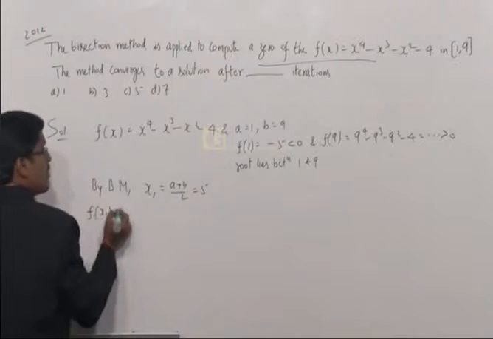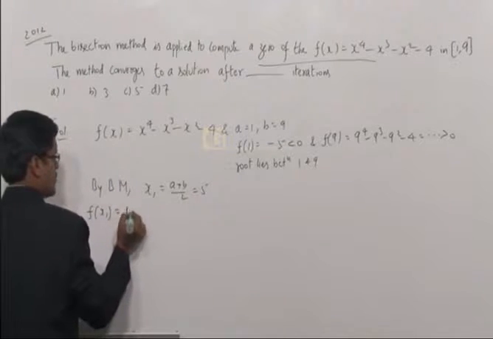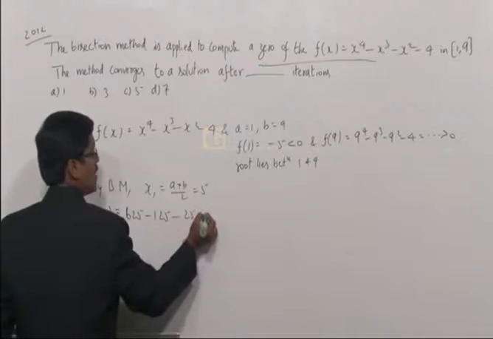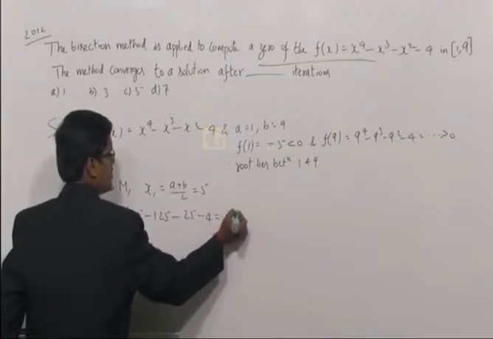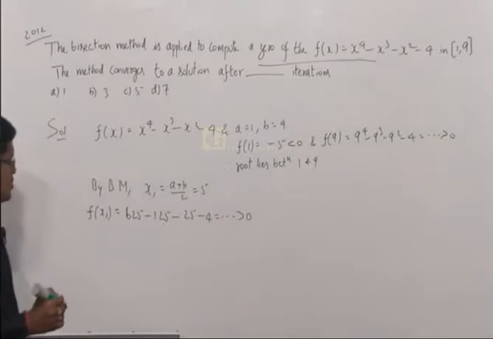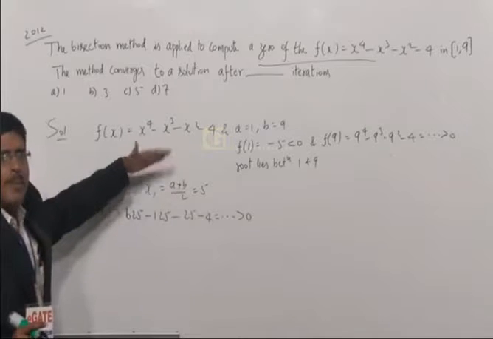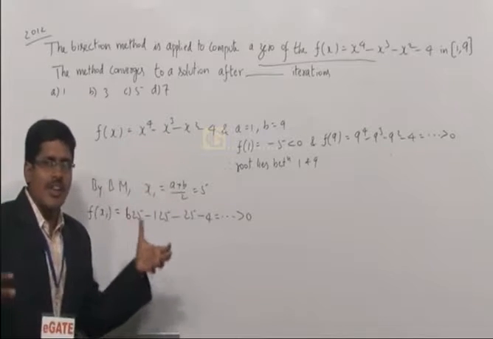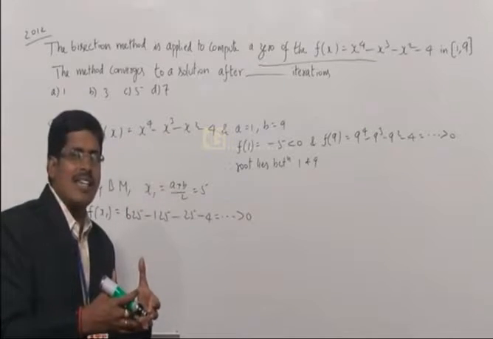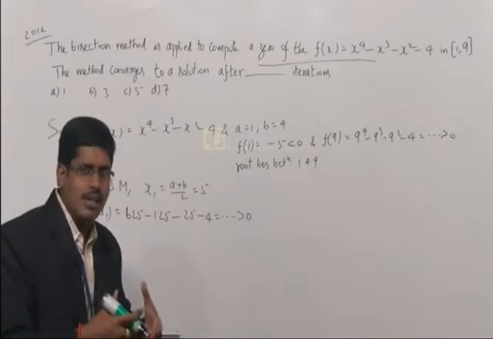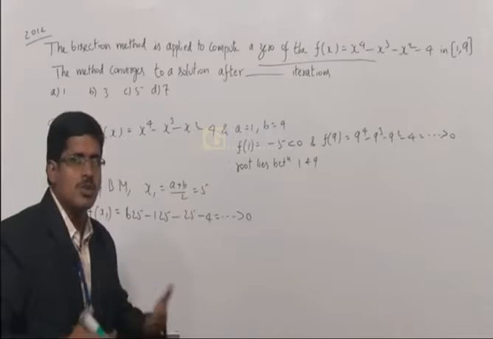F of x1. That means 5 cube, 5 power 4, 625, 5 cube, 125, minus 25, minus 4. Whatever it may be, I am not simplifying that, but I can say it is greater than 0. So here this latest function value is greater than 0. Now you find one of the previous function values less than 0. Then only your final answer lies between the latest two x values. That means your interval 1, 9, in that way it is reducing.